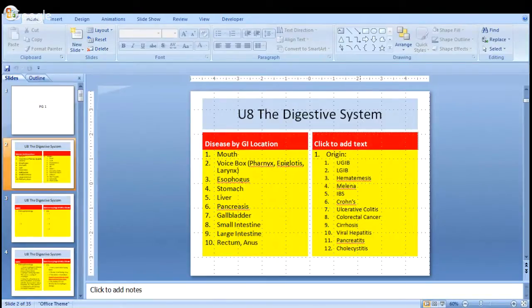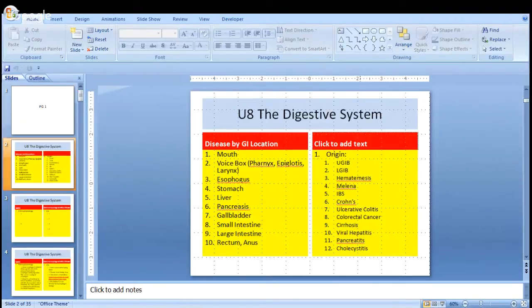Upper gastrointestinal bleed, and then lower gastrointestinal bleed. And then we talked about hemoptysis, which is bloody sputum. Hematemesis is bloody vomit. We'll get into more details on those in a minute. And then melena is the other end. It's bloody poop. It's bloody defecation.